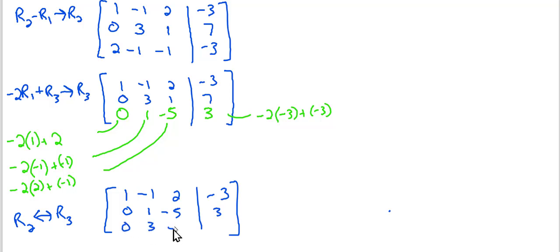I'm going to switch row 2 and row 3. 3, 1, 7. Okay.